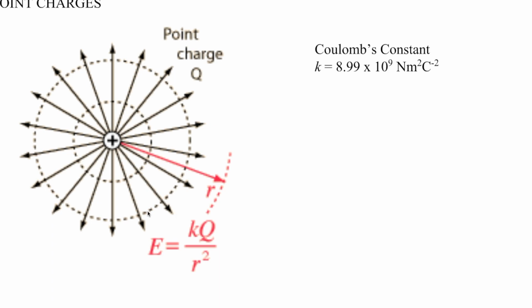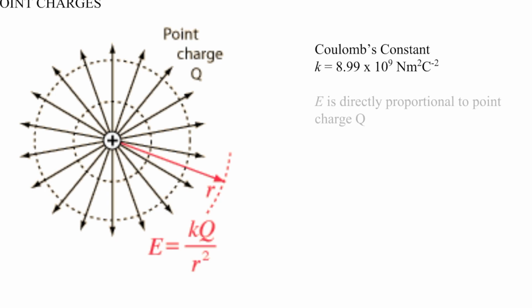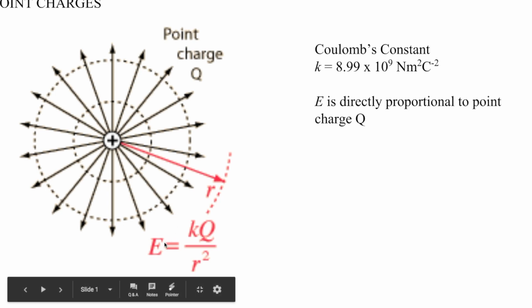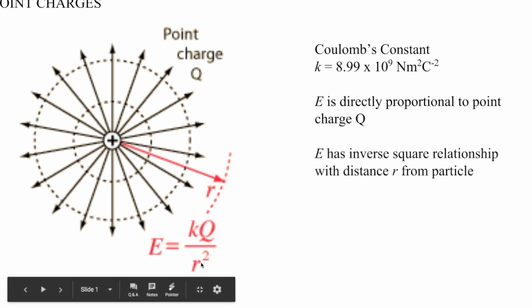And just by looking at this equation, you may notice a similarity with the Coulomb's law because it's actually derived from it. And from this equation, we can tell that the electric field strength is directly proportional to the point charge Q, and it has an inverse square relationship with the distance r away from the particle.